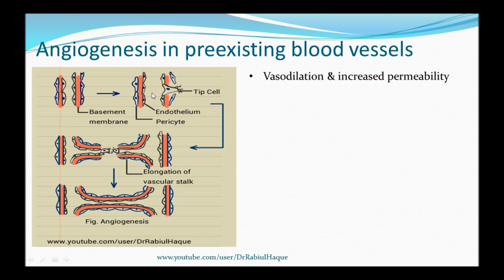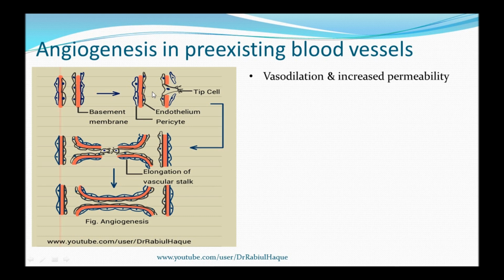Now, why will there be vasodilation? That will be due to nitric oxide. Always remember, nitric oxide is a potent vasodilator. And at the same time, there will be increased vascular permeability, which is mediated or induced by VEGF, which stands for vascular endothelial growth factor. So that was the first step of angiogenesis.